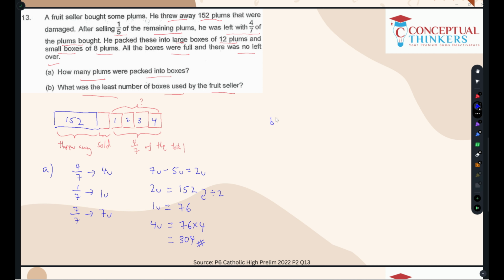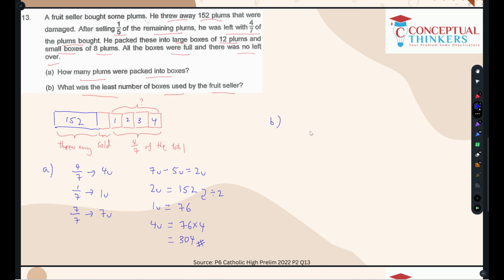For part B, they want to know the least number of boxes used by the fruit seller. This fruit seller is going to pack the remaining 304 plants into boxes of 12 or 8. Now, if he wants to have the least number of boxes, he needs to try to have as many 12-plant boxes as possible compared to the 8-plant boxes, because it can store more in one box, so you expect to have fewer boxes.